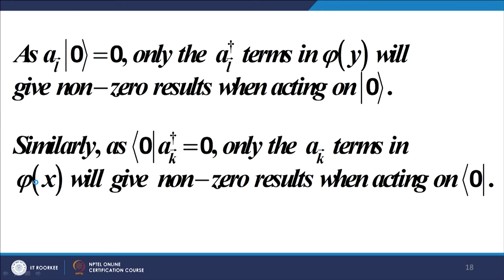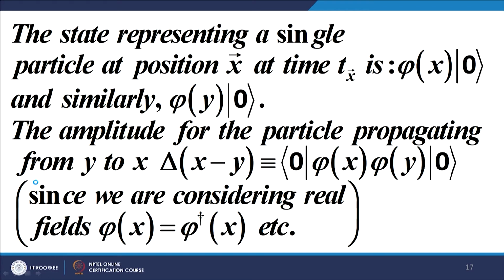Now, if the annihilation operator operates on the vacuum, it returns 0, because there is no particle in the vacuum. By definition, that is the definition of the vacuum state: the annihilation operator operating on the vacuum state gives us 0. Therefore, only the creation operators contained in phi y will give non-zero results acting on the vacuum. Please note, y is to the right here, x is to the left.